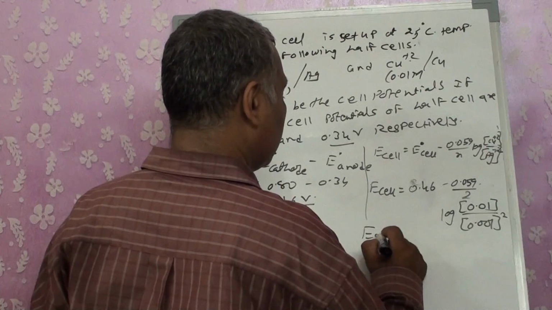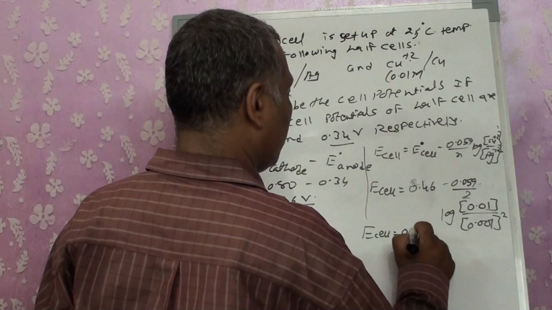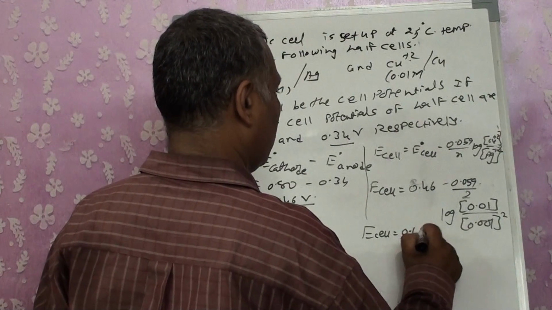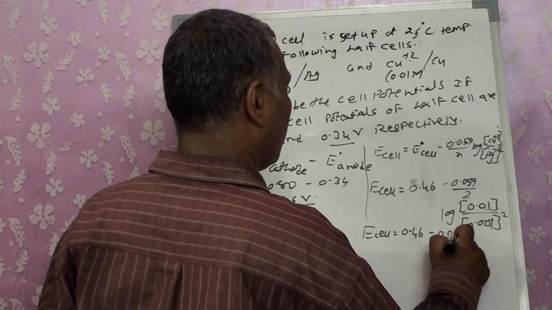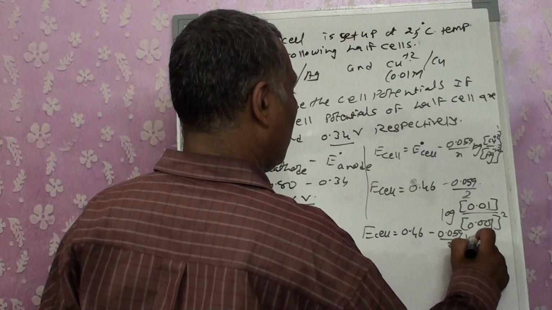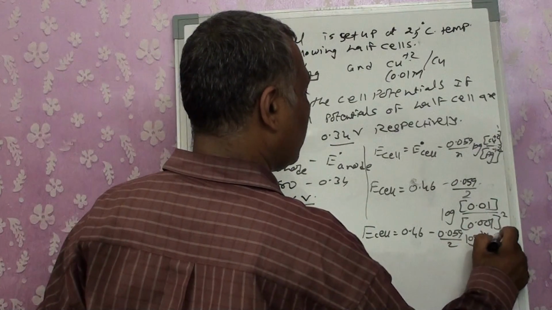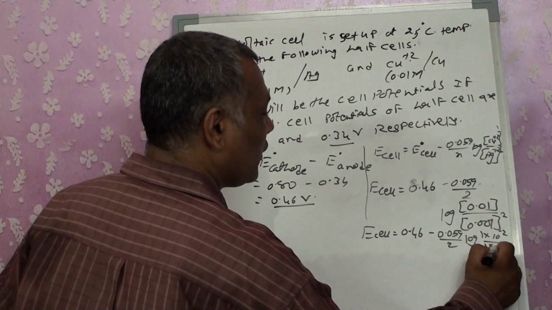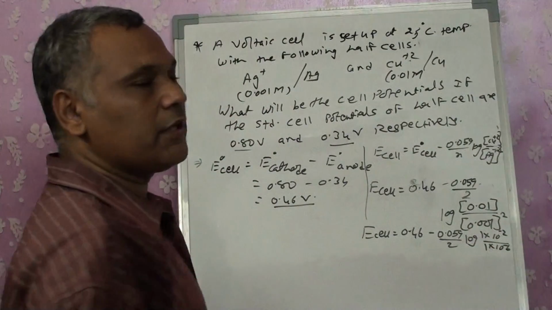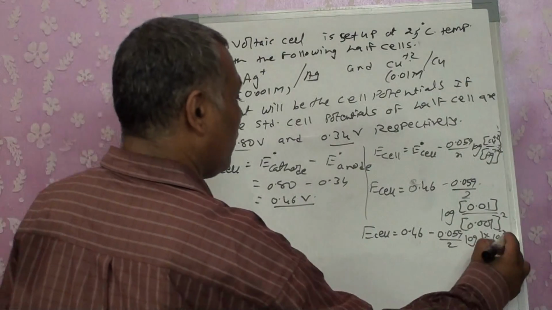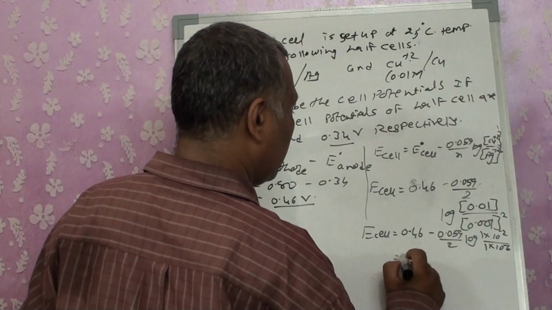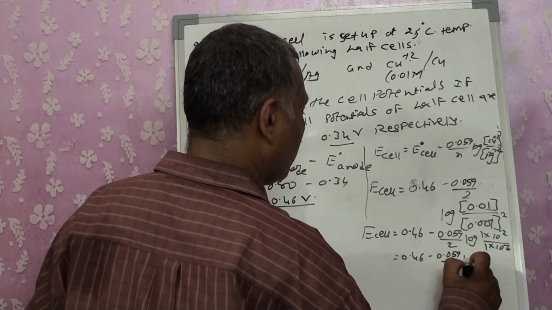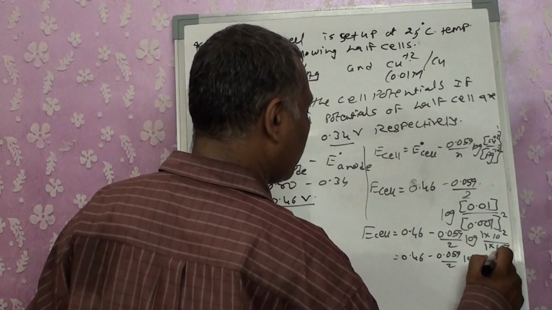So E cell is equal to 0.46 minus 0.059 by 2 log. This one will become 1 into 10 raised to minus 2, and this is 1 into 10 raised to minus 3 whole square. So 1 into 10 raised to minus 6. So if we find out the answer, we will get 0.46 minus 0.059 by 2 log 1 into 10 raised to 4.